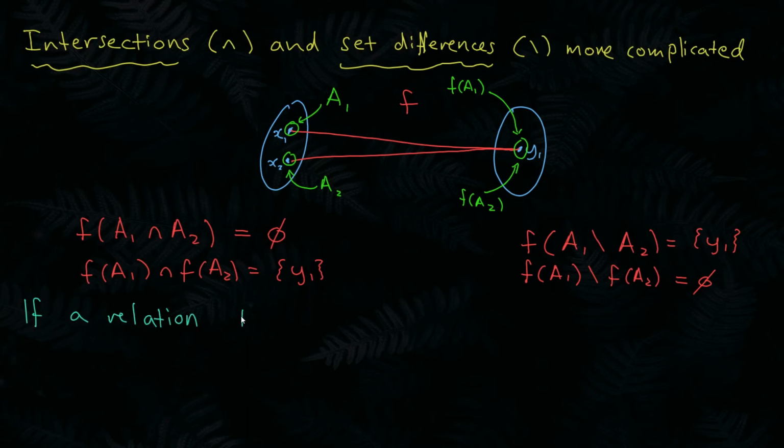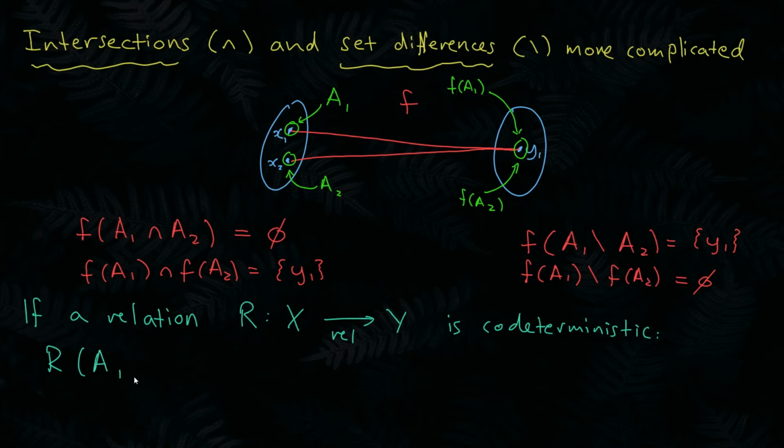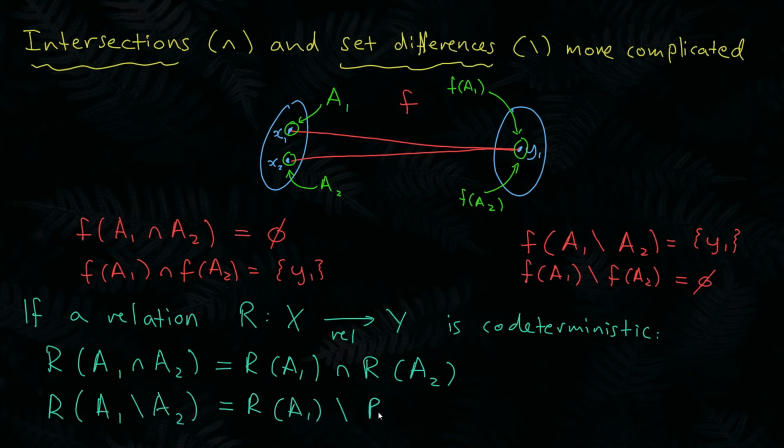If a relation R with domain equal to any set you like, we'll call it capital X, and codomain equal to any set you like, we'll call it capital Y, is codeterministic, right? So in this case, good things happen. So the image of A1 intersection A2 is always going to be the intersection of the images. This is for any two subsets A1 and A2 of the domain, capital X, and the same can be said of set differences, as long as we have this codeterminism.